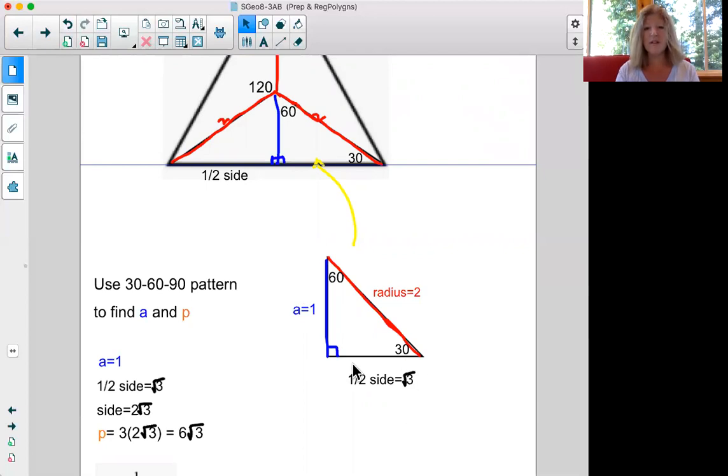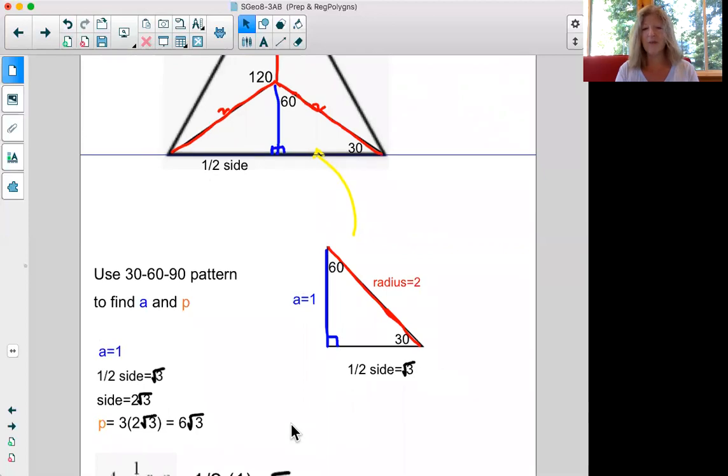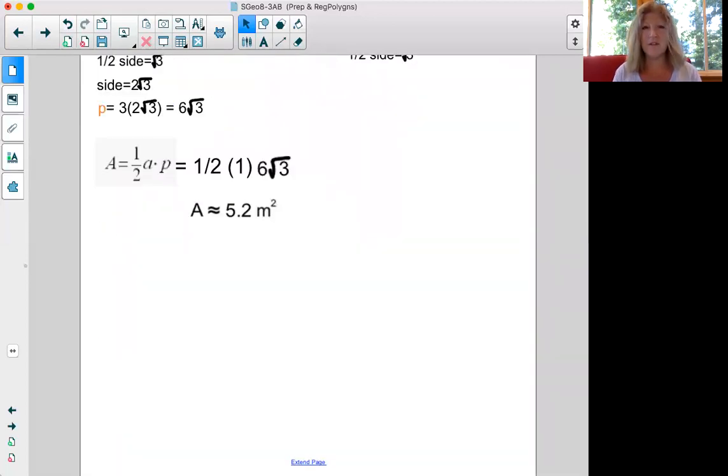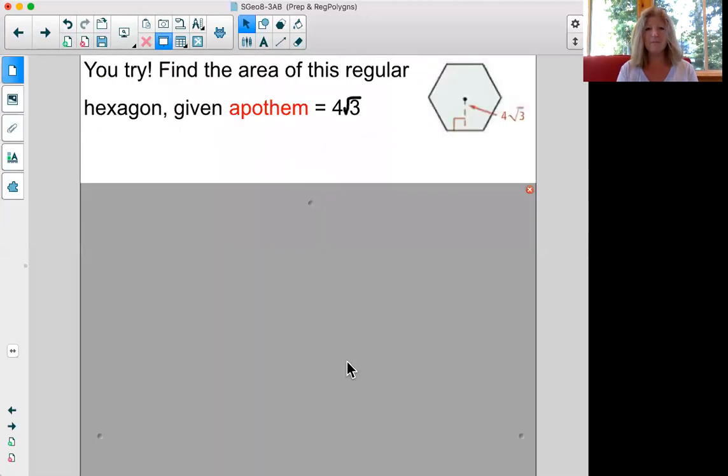Now remember, this represented half a side, so we have to double it to get a whole side, or 2 root 3. And then we multiply that by how many sides? 3 sides in this case. 3 times 2 root 3 is 6 root 3. That's our perimeter. So now we have little a, we have p, and we can plug it right into our formula to get our final answer in square units, the area of the original triangle.